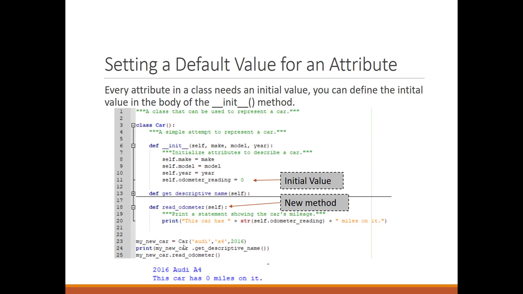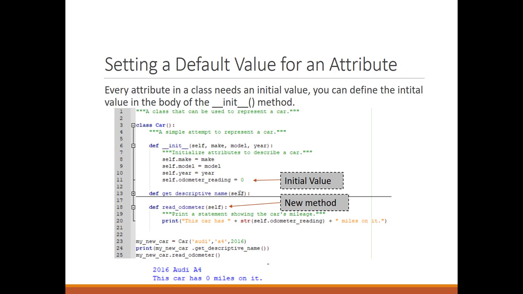So let's create a new one. Again, we are using the same object that we have created, the same kind of car that we had, and then we are getting the descriptive name, which is this function, and then we are also calling my new car dot read odometer. So we are applying this method, and the answer, you can see the second one is this car has 0 miles on it. So you can see, because this is a default value 0, you are going to see this as a 0.